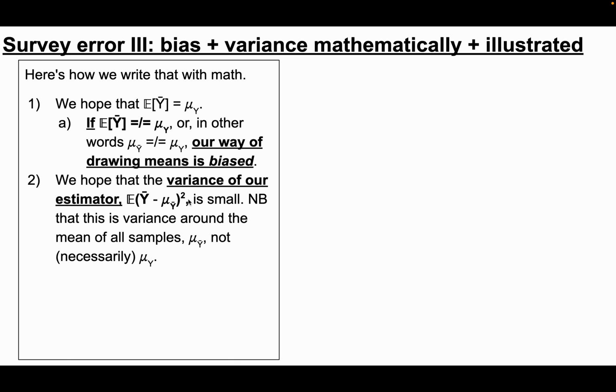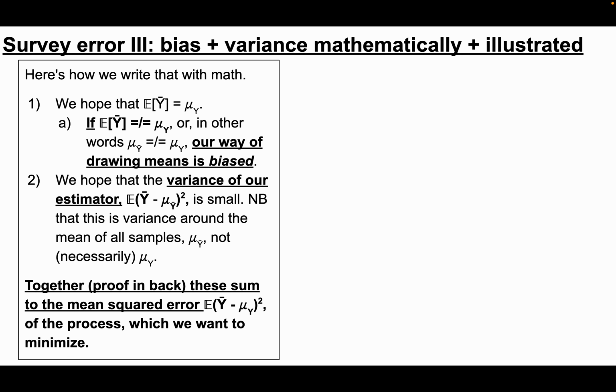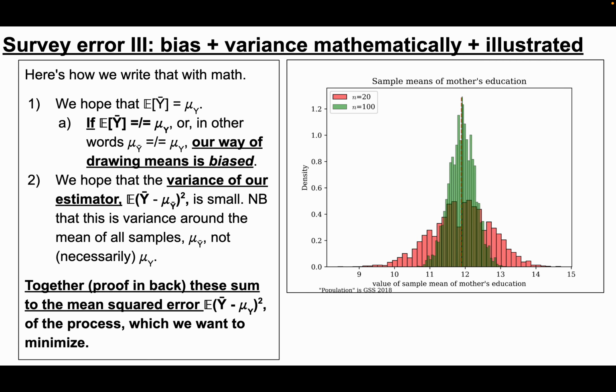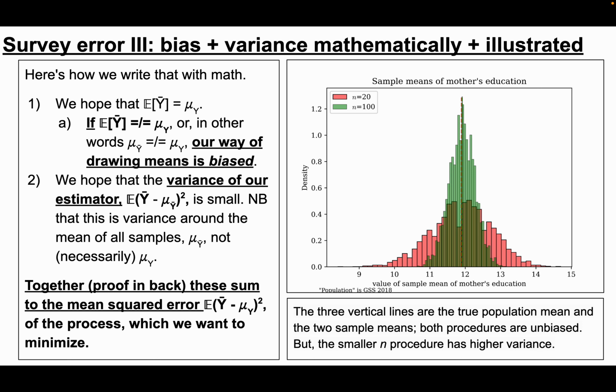So the variance, or in other words, the spread of different sample means, could be small. Together, and there's a proof in the back, these happen to sum to the mean squared error of the process, which is what we want to minimize. Here's an example of a couple of sampling processes.